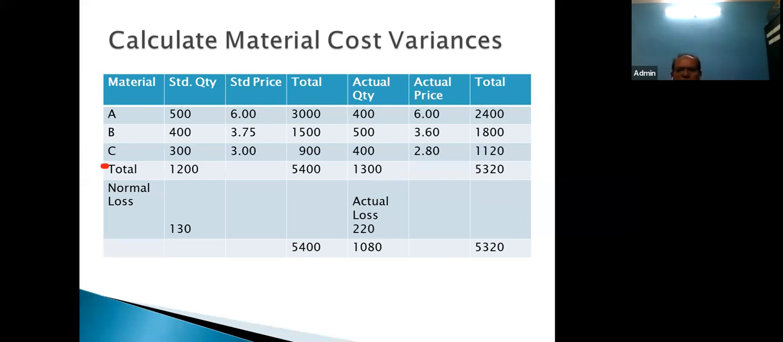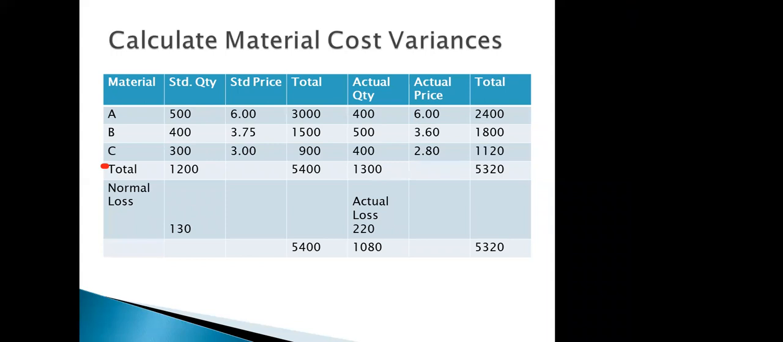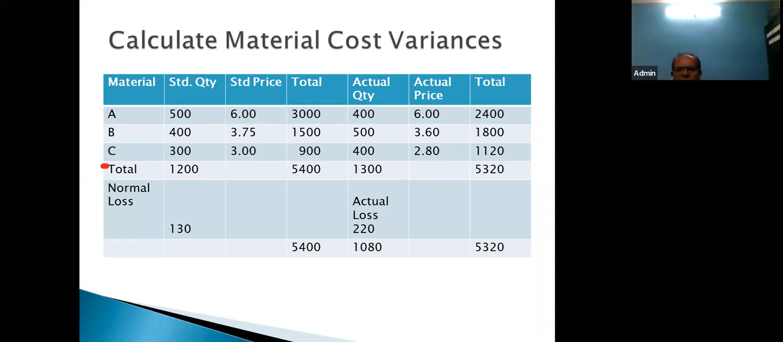material. Any doubt in understanding this particular column? Any doubt in terms of understanding how this 2400 has come? No. Okay. Now next, the last column, that is 1800 for B.